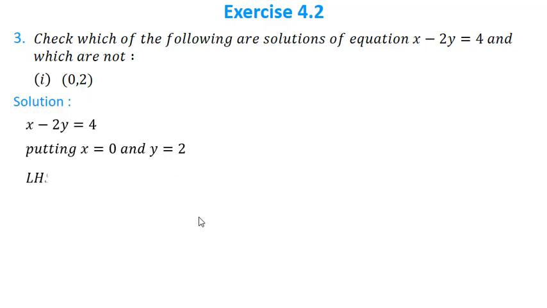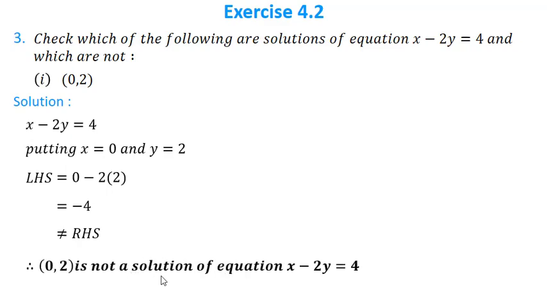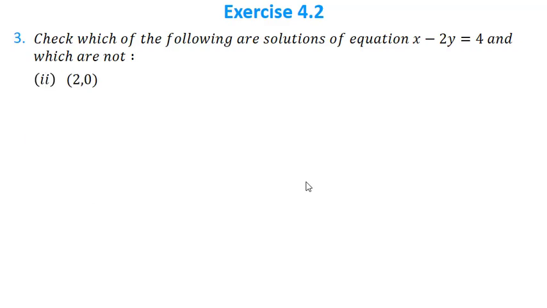So my left hand side will become 0 minus 2 into 2, that gives me minus 4, which is not equal to right hand side, right? My right hand side is plus 4. So left hand side is not equal to right hand side, so I will say that 0 comma 2 is not a solution of equation x minus 2y equal to 4. Second question is 2 comma 0. So here we have to put value of x as 2 and value of y as 0. So you can check this problem yourself.